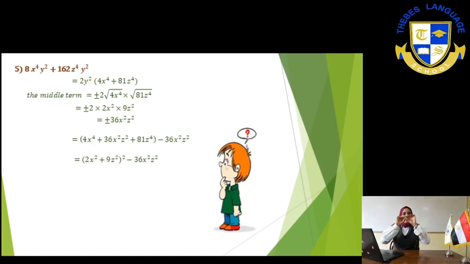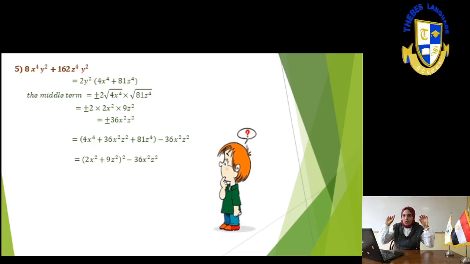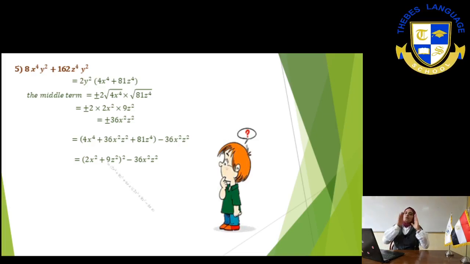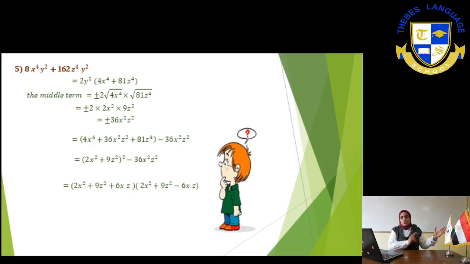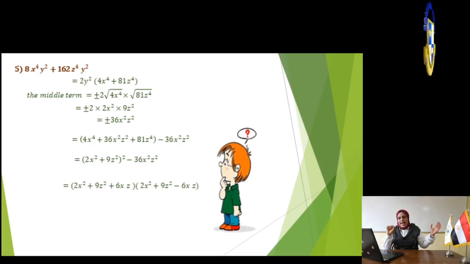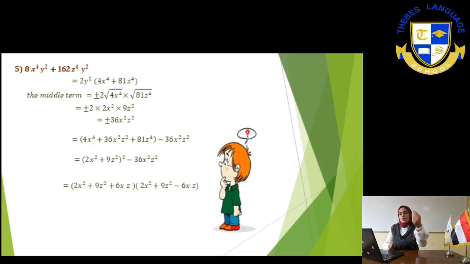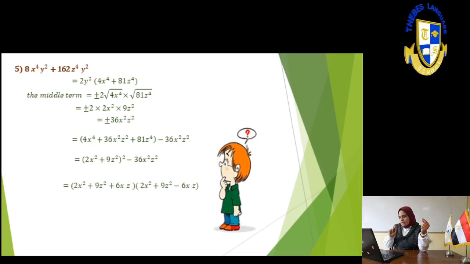This form or this expression is the difference between 2 squares. How can we factorize it? 2x power 2 plus 9z power 2 plus 6xz and 2x power 2 plus 9z power 2 minus 6xz.